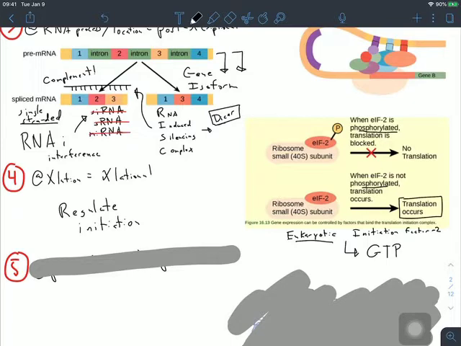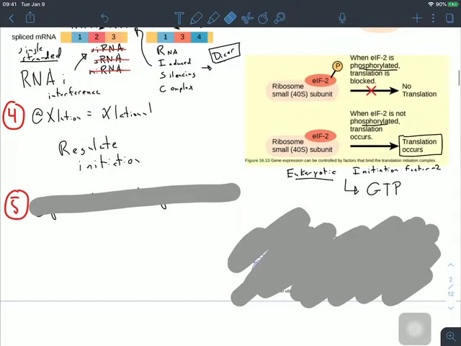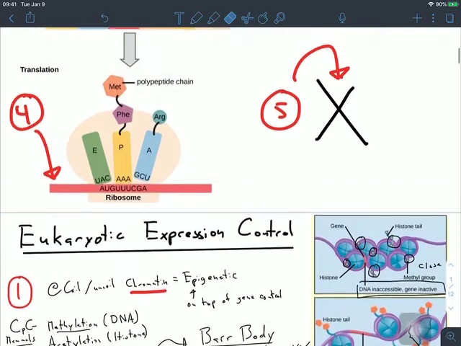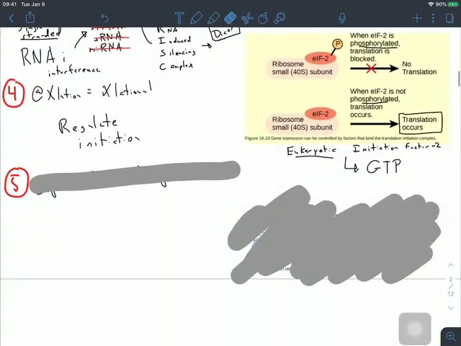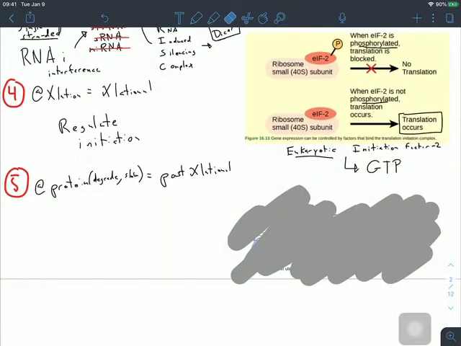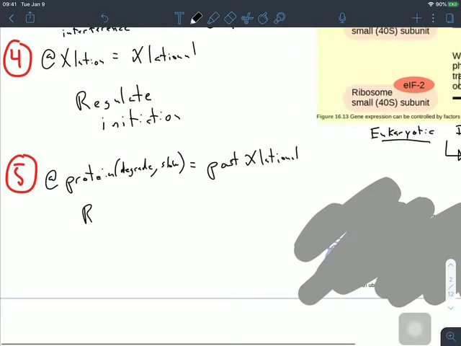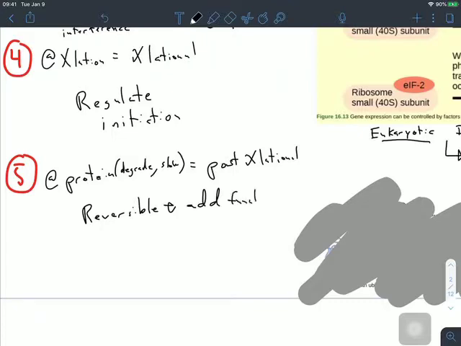Next up on our exploration of expressional control is our last step, the step when the protein is made and floating out in the eukaryote. Therefore, we call this post-translational control. Generally speaking, post-translational control operates on either a reversible mechanism, where you add some sort of functional group to the protein.